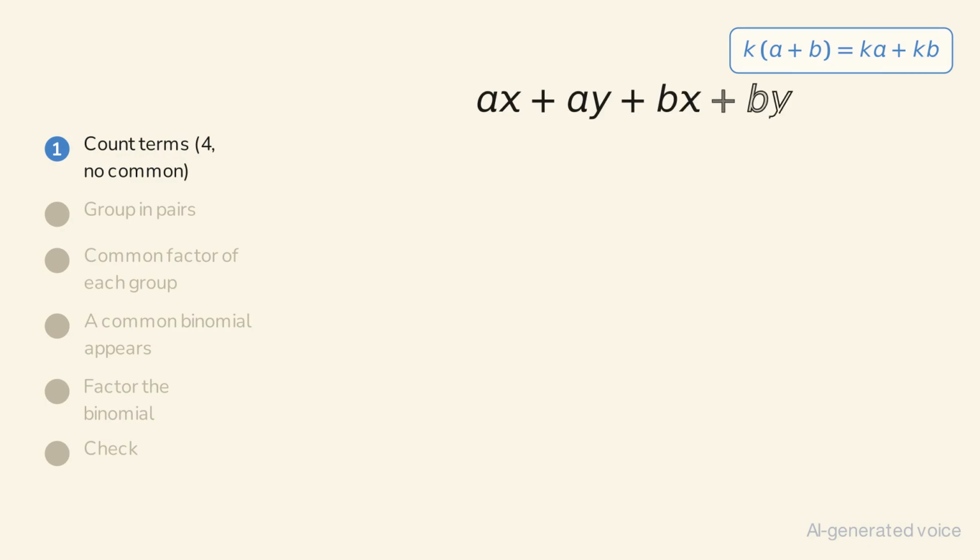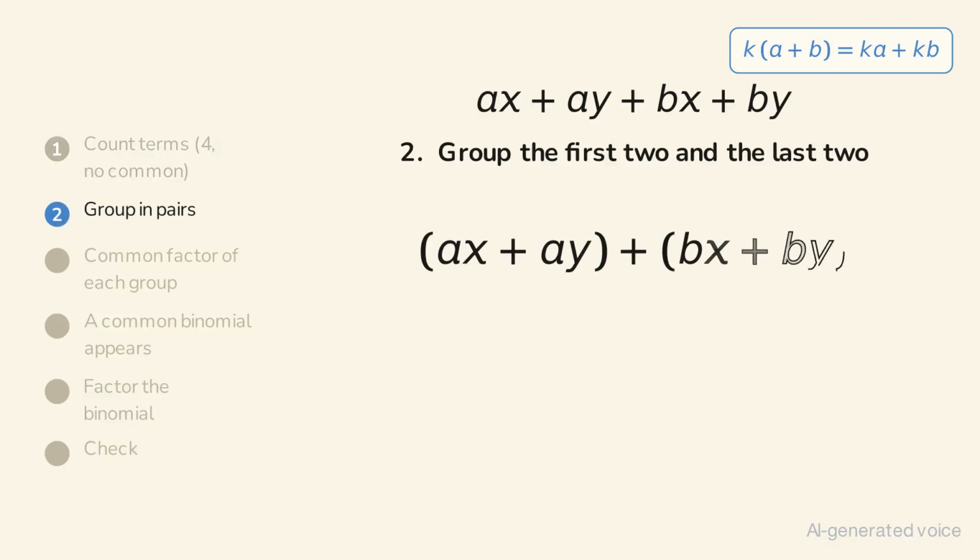We'll factor a times x plus a times y plus b times x plus b times y. First we count the terms. This polynomial has 4: ax, ay, bx, and by. Notice something key. No letter is in all four terms at once, so there's no common factor to all. But we don't give up. Grouping works here.